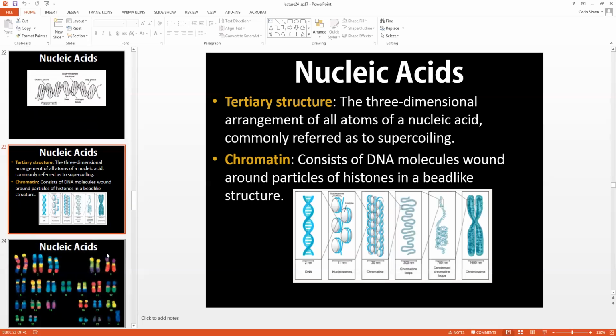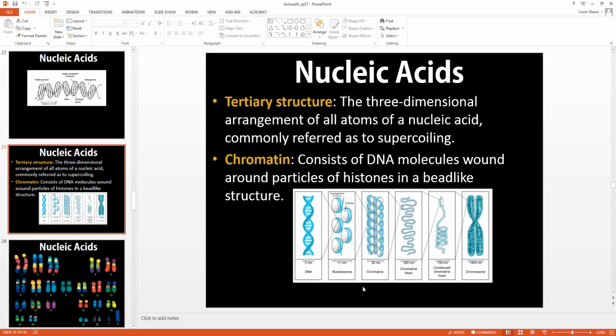One of the things that we also have to think about for nucleic acids is their tertiary structure. So this is the 3-dimensional arrangement of all atoms of a nucleic acid, commonly referred to as supercoiling. We know that chromatin is DNA molecules that are wound around particles of histones in a bead-like structure. So if we think about our original structure of DNA, we then coil that around histones to form nucleosomes.